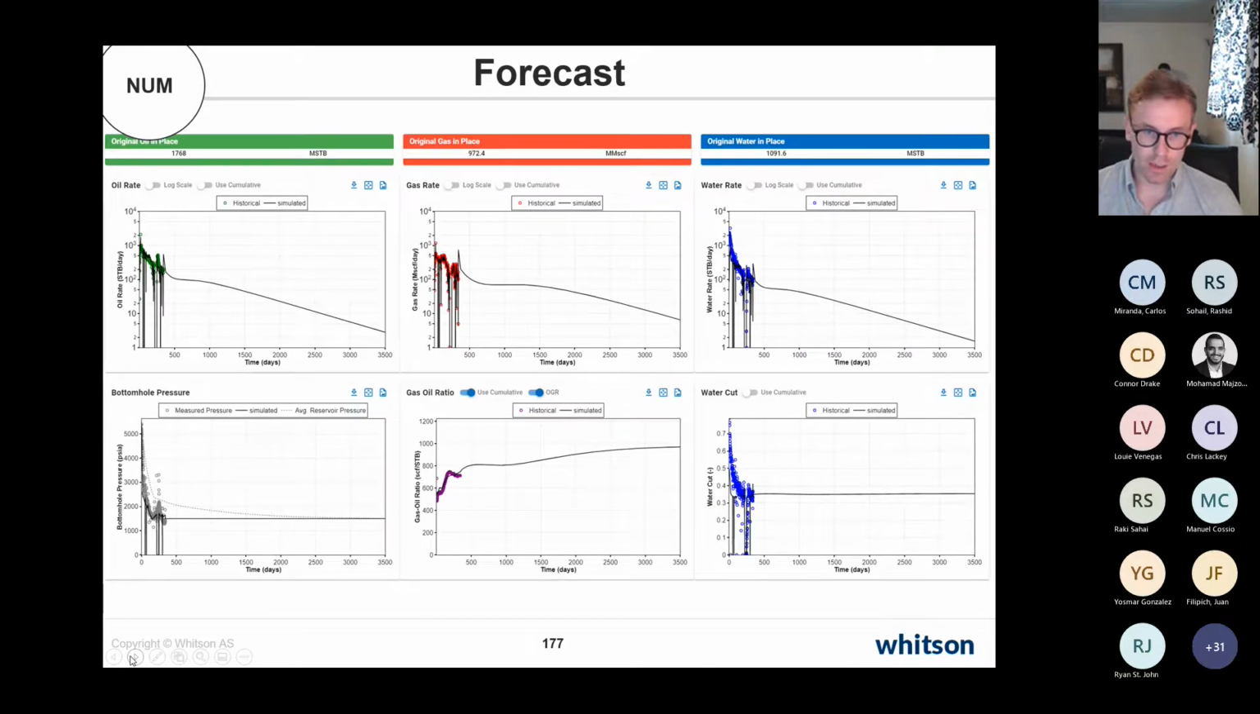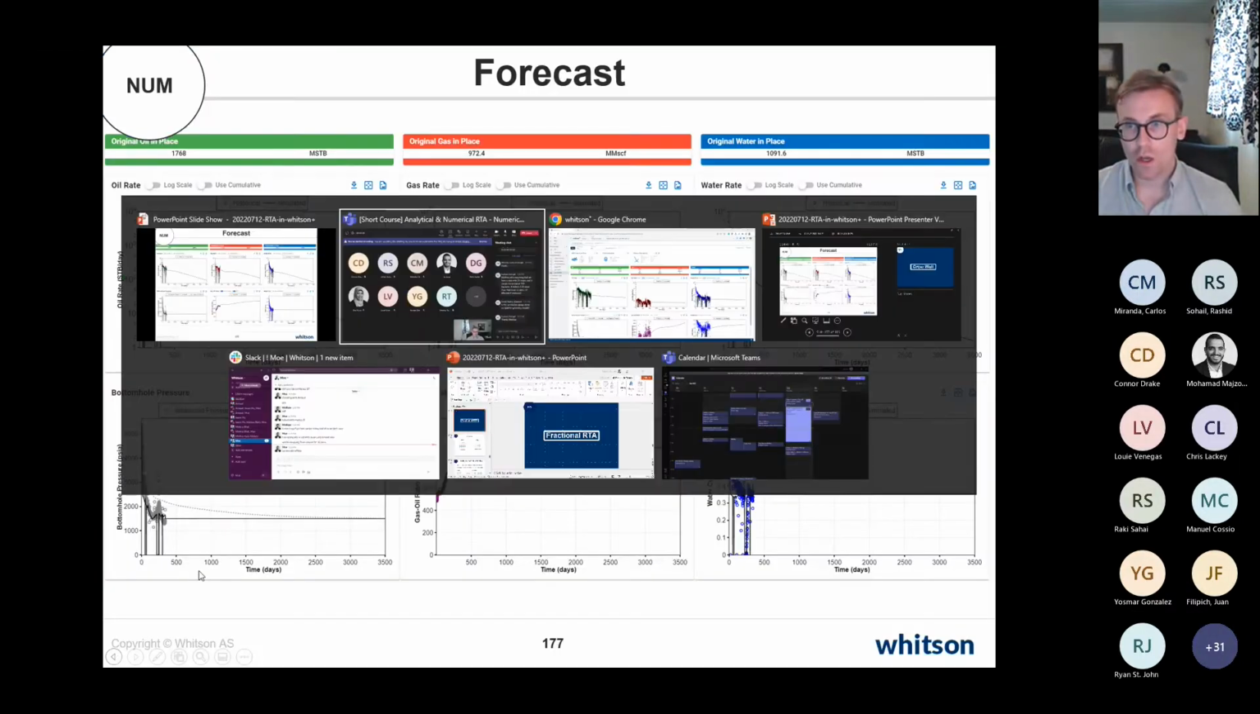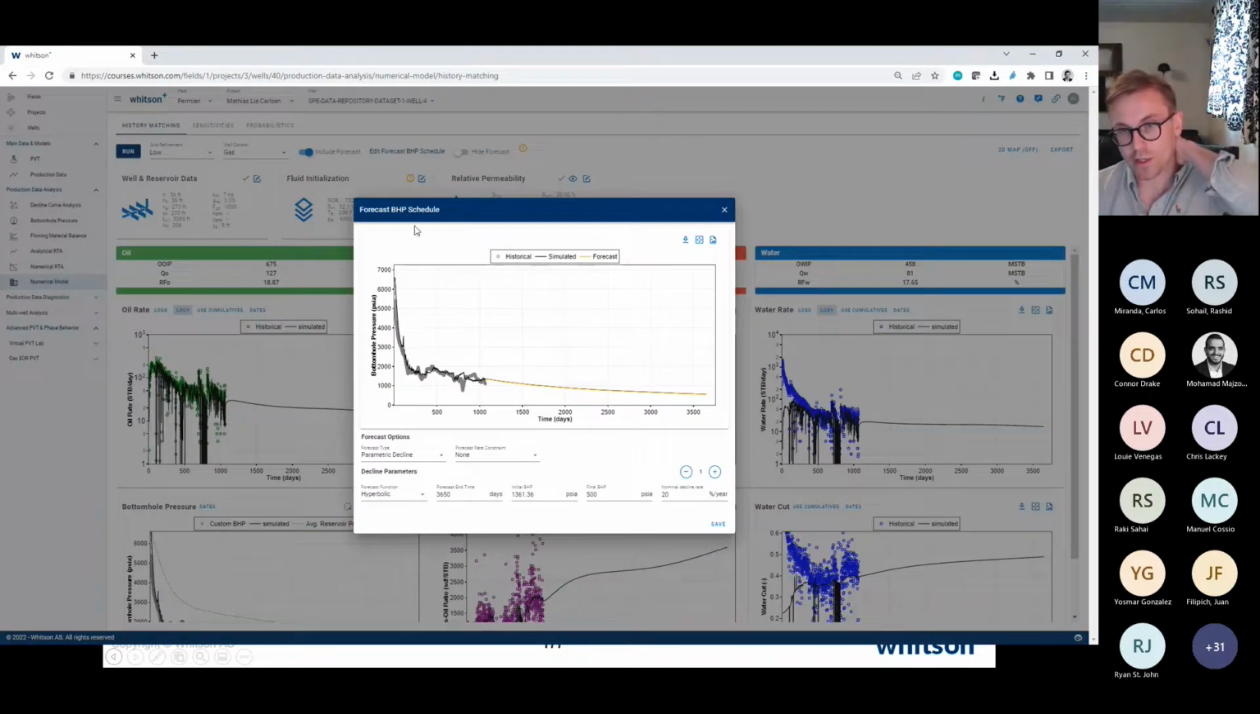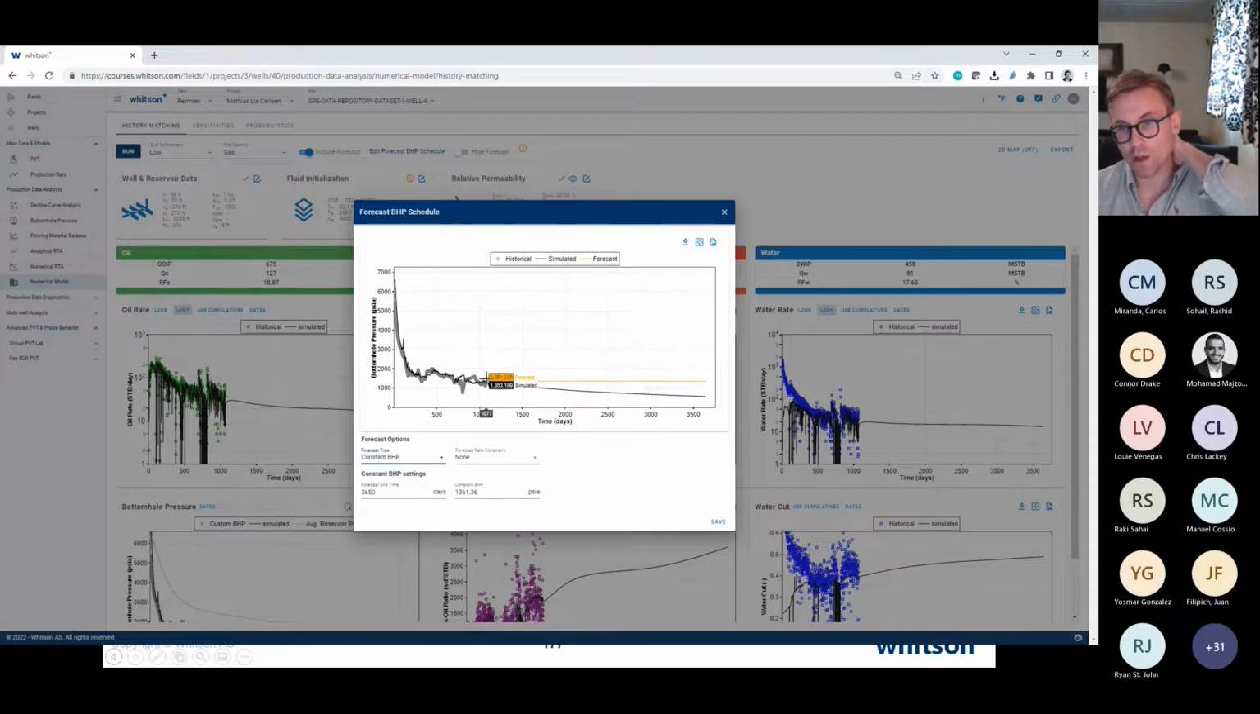And this is just an example of how you add a well with an added forecast in the tool. For those of you who haven't done that before in Whitson Plus, it's very easy. You can either use a constant bottom hole pressure. That's just a constant from the end of history and out.